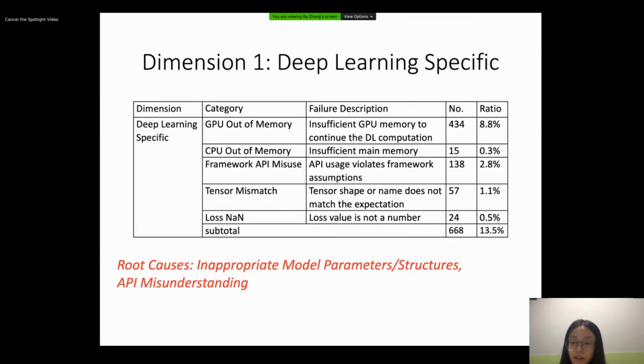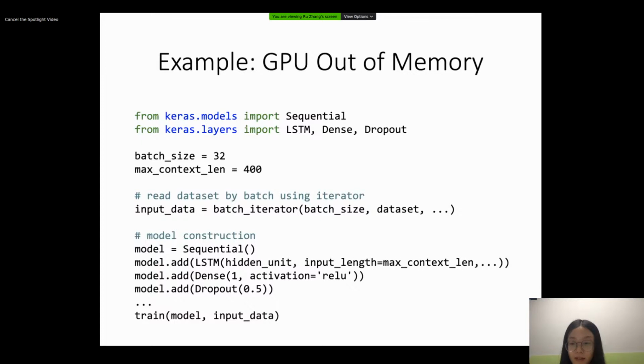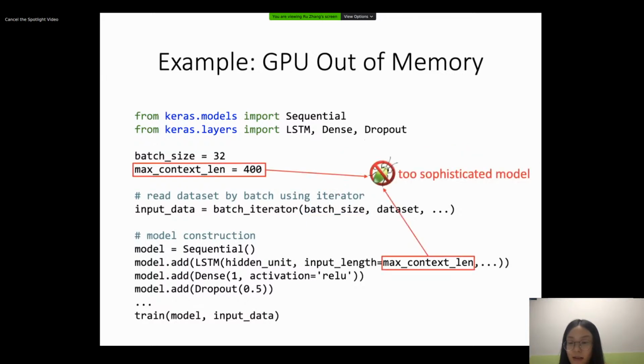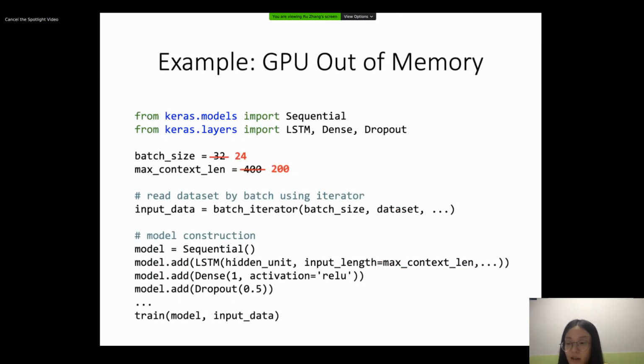Deep learning specific failures are divided into 5 categories: GPU and CPU out of memory, framework API misuse, tensor mismatch, and loss none. Here is an example of GPU out of memory failure, the largest category in this dimension. The developer constructs a sequential model with an LSTM as the core layer. The input will be fed to the model in groups of data items called batches. If the batch size is too large or the model is too sophisticated due to the overlong LSTM layer, the job will consume much more GPU memory than the capacity and crash. The fix is to reduce the batch size, the max context length, or both of them, while keeping the model learning performance acceptable.